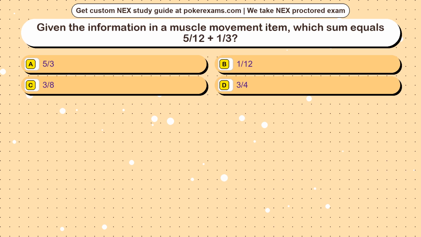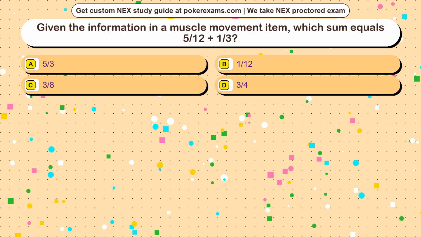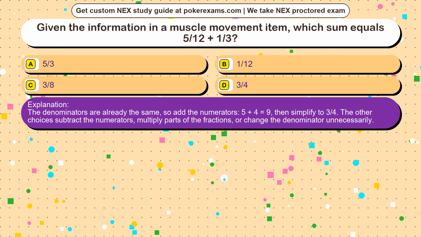Question 6. Given the information in a muscle movement item, which sum equals 5/12 plus 1/3? Option A, 5/3. Option B, 1/12. Option C, 3/8. Option D, 3/4. The correct answer is option D. The denominators are already the same, so add the numerators, 5 plus 4 equals 9, then simplify to 3/4. The other choices subtract the numerators, multiply parts of the fractions, or change the denominator unnecessarily.